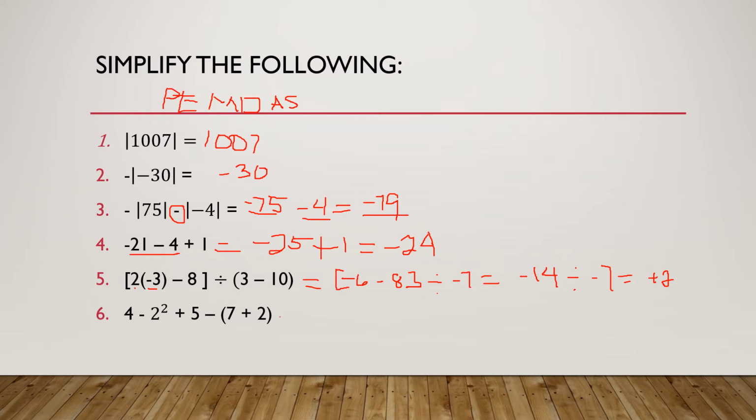Alright, so we have here 4 minus 2 squared plus 5 minus 7, open and close parenthesis, 7 plus 2. So, let's do the exponent first. So, 4 minus 4 plus 5 minus 9. Okay? Since these are a zero pair, 9 minus 5, the answer is negative 4.